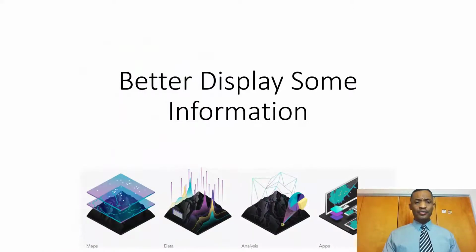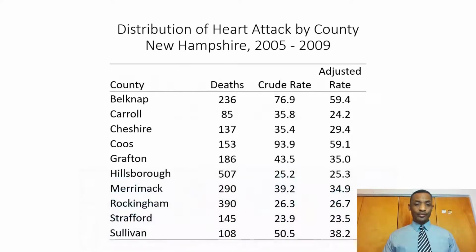GIS also allows you to display some information better. For example, look at this beautiful table. This is a distribution of heart attack in New Hampshire, aggregate data from 2005 to 2009. Look at that. You have all those counties, Belknap all the way to Sullivan, the distribution of heart attack in that state by county. It's okay. You can take time to look at which county has the highest rate.